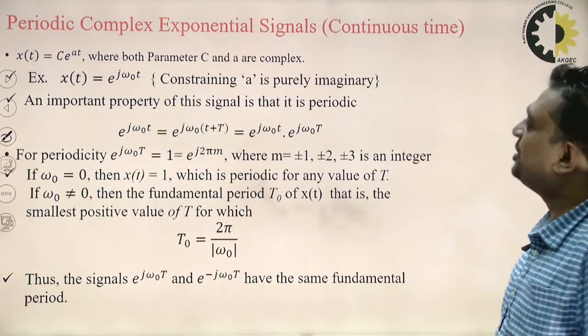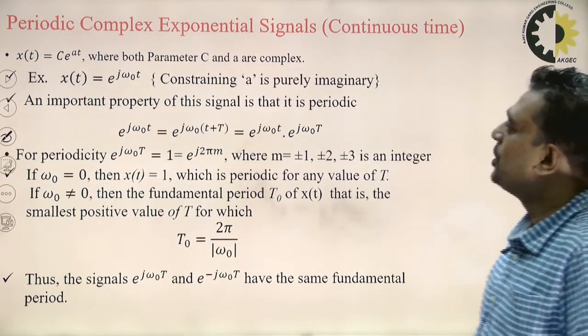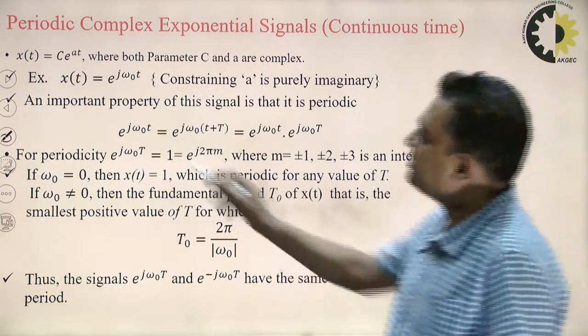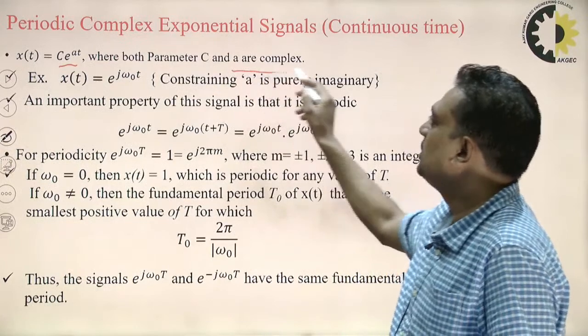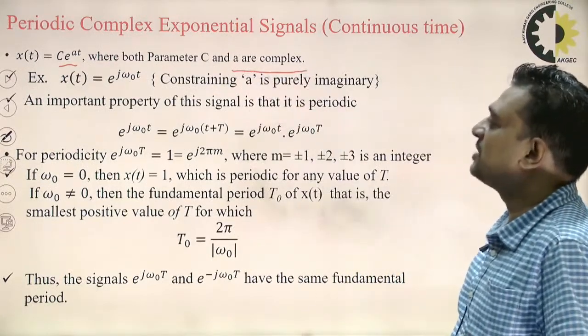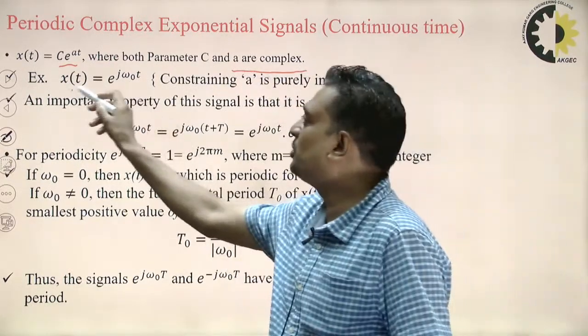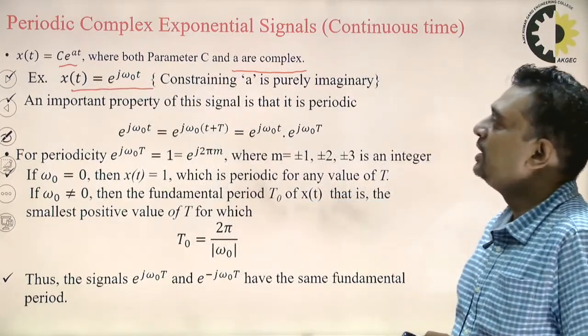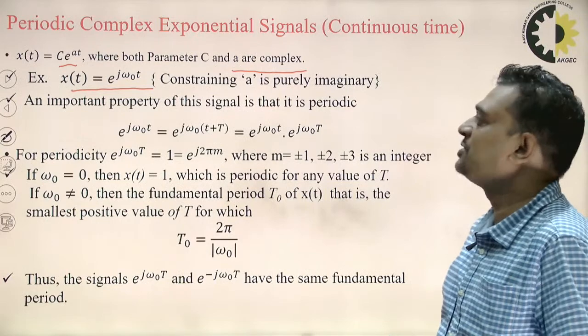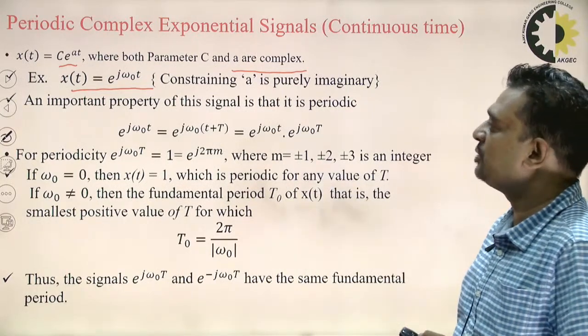Then periodic exponential signals. In this case, both parameters C and A are complex. So we take an example x(t) equals e to the power j omega naught t, where we assume that c equals 1 and A is purely imaginary. So x(t) equals e to the power j omega naught t.